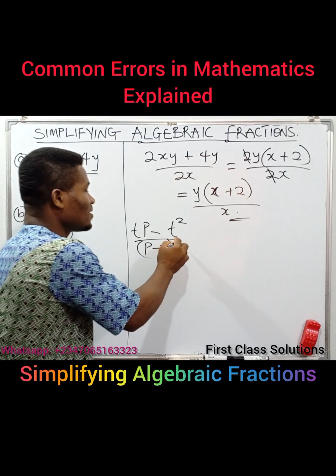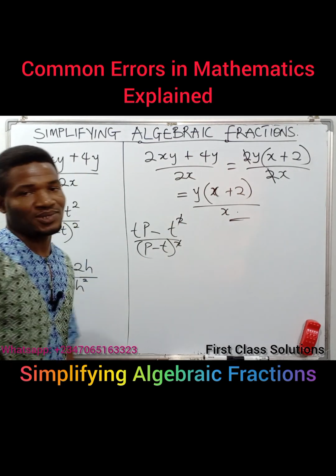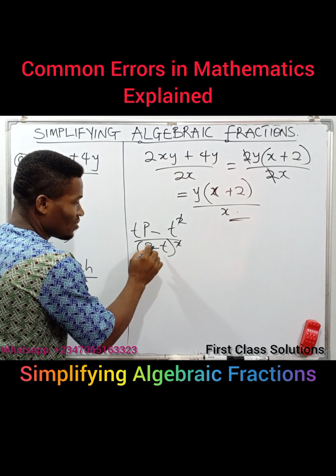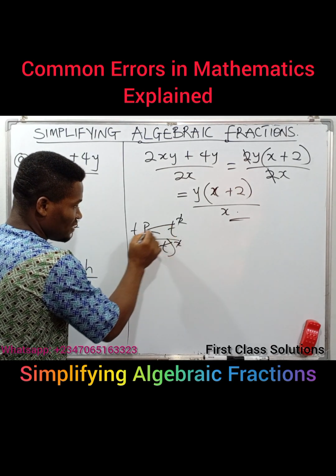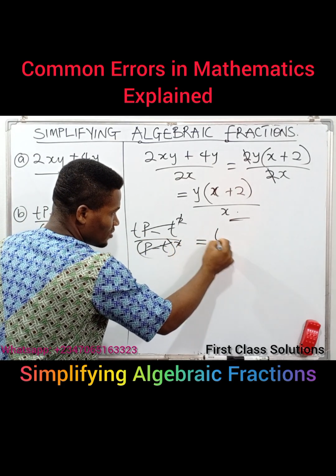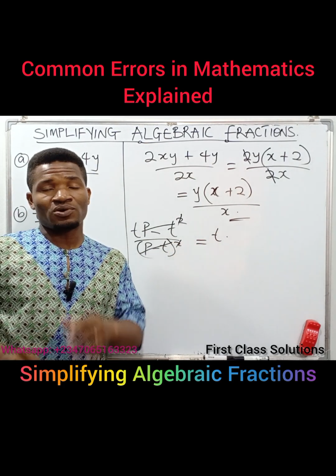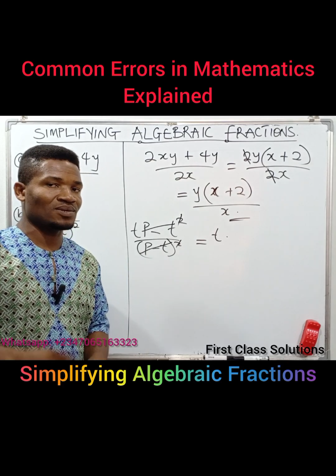He said, okay, since here is power, here is power, power cancels power. Look at what the student did again. He said, p minus t cancels p minus t, and the answer is t. I almost fainted. But why did I not faint? Because there's still room to correct that student going forward.